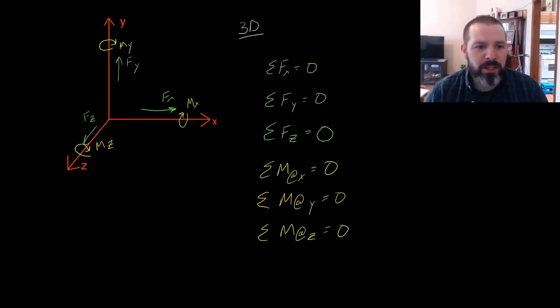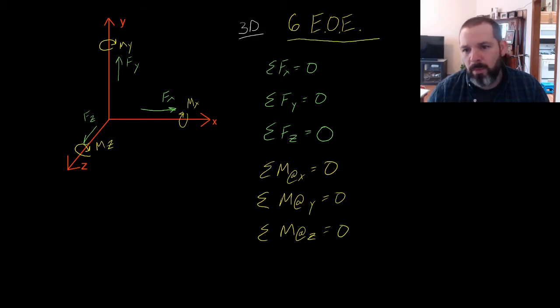So when we work in a three-dimensional coordinate system, we have 6 equations of equilibrium. And I'm going to call them EOs, for equations of equilibrium. So when you're working in 3 dimensions, you have 6 equations of equilibrium. You have no less, no more. These are all the tools you have to solve every problem.